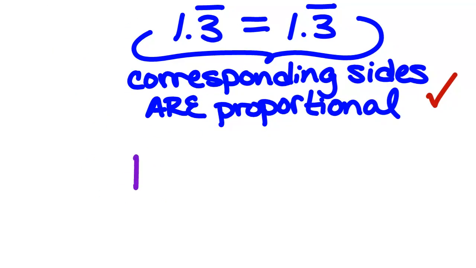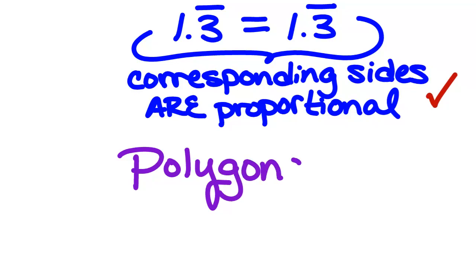So our polygons, polygon is just a fancy word for most of the shapes that you're familiar with. Squares, hexagons, pentagons, rectangles, all of those are polygons. The polygons are similar.